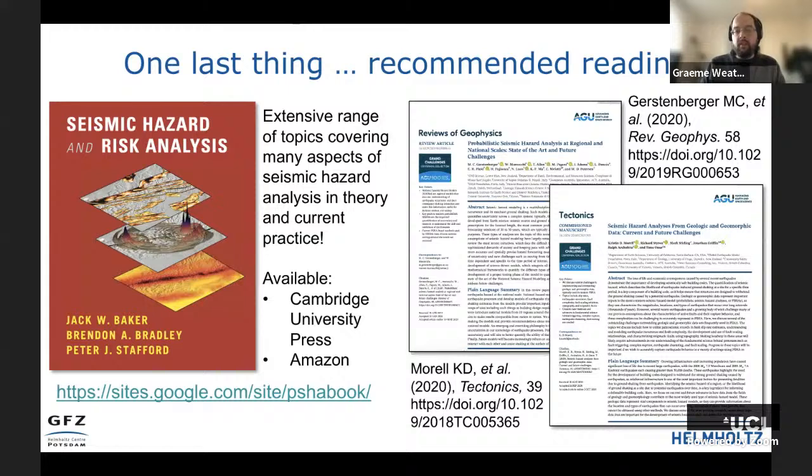And a couple of other recommendations for recommended literature. There have been in the last year or two some good review papers on the current state of PSHA at regional and national scales, one focusing on PSHA in general, another focusing on active faults in particular. So the PSHA one by Gerstenberger et al. in Reviews of Geophysics, and the fault and tectonics one more from Morel et al. in Tectonics. And these both give really good overviews on where we are right now and where we could be going in the future.